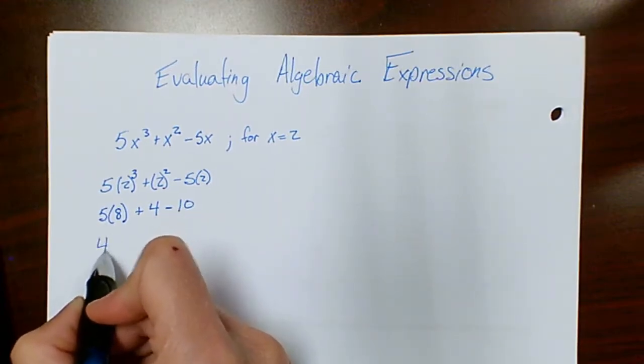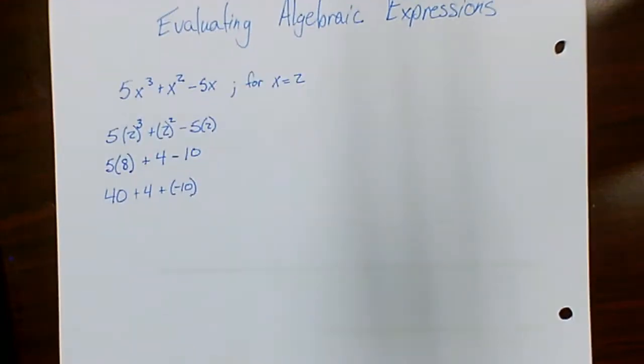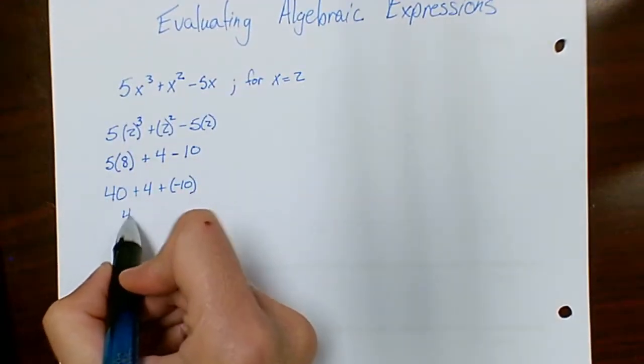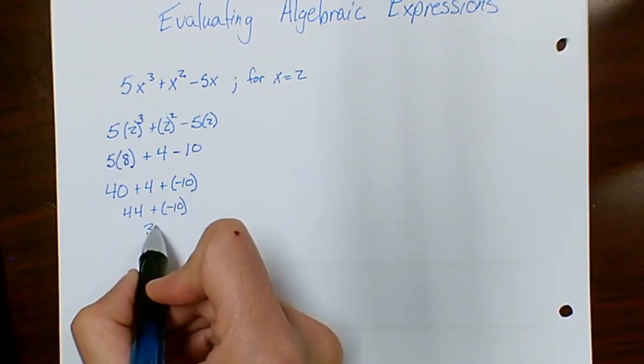5 times 8 is 40, plus 4, plus this negative 10. 40 plus 4 is 44. Add a negative 10, we get 34.